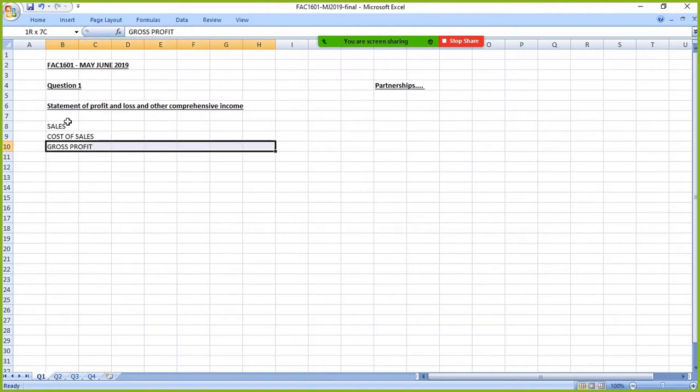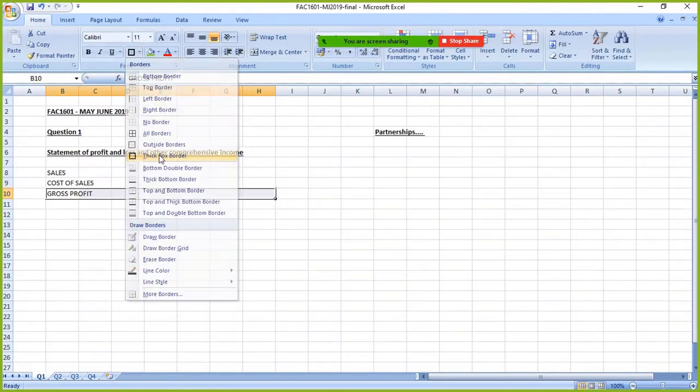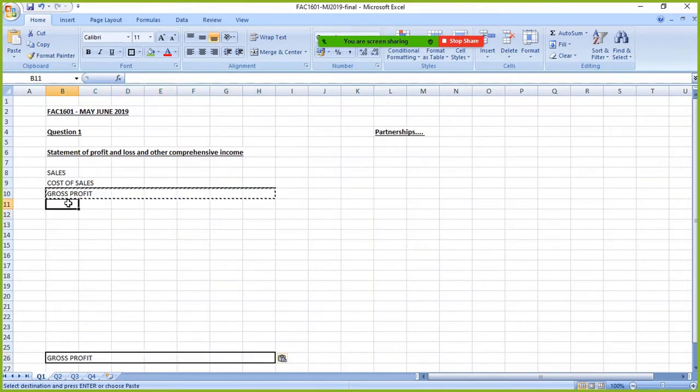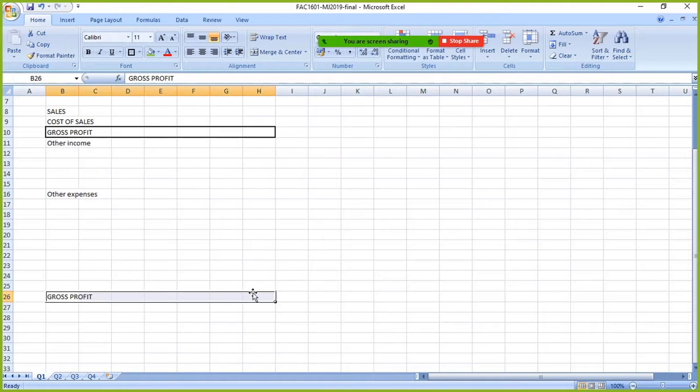All right, obviously templates take a bit of time to draw up, but I'm going to keep it simple. Other income, other expenses. Notice there won't be any tax because this is not a separate legal entity. Obviously this profit will be posted to the appropriation account.